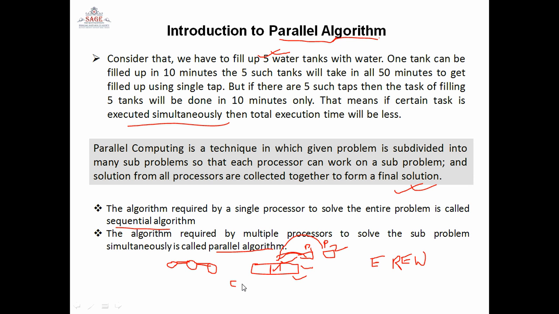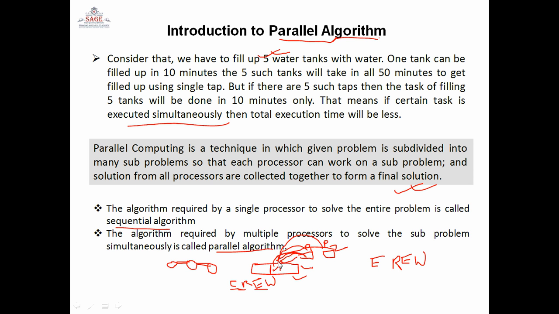The second one is CREW, which means concurrent read and exclusive write. That means two different processors may read the same memory cell, but the same memory cell cannot be written by two different processors at once. So they can read together, but they cannot write together. Concurrent read, exclusive write. For writing, they will work independently, but for reading, they can work in parallel.